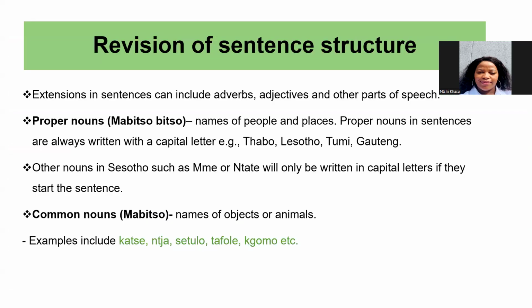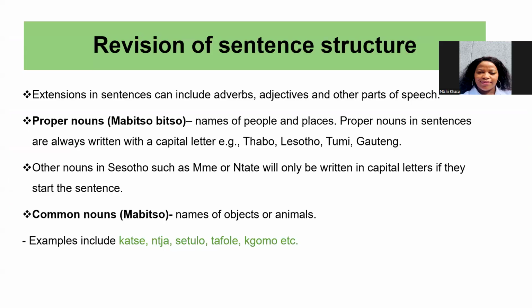So remember also that the structure of our sentence typically starts with a proper noun. Ka Sesotho re re ke mabitsobitso. These can be names of places, people, and we always write these with a capital letter.